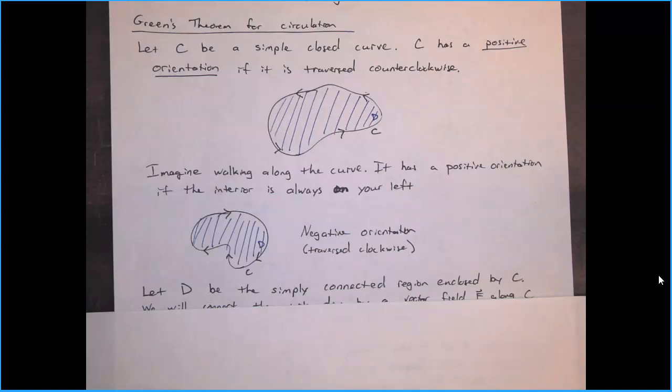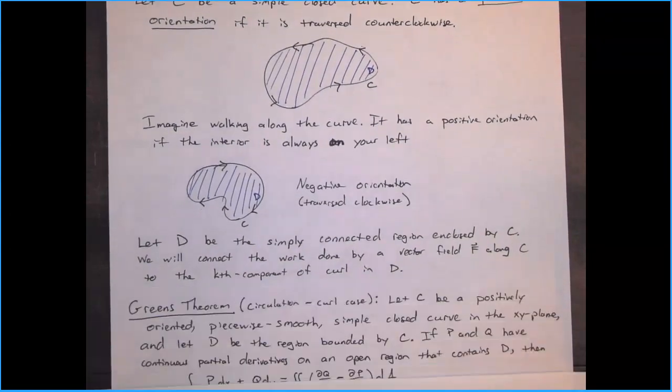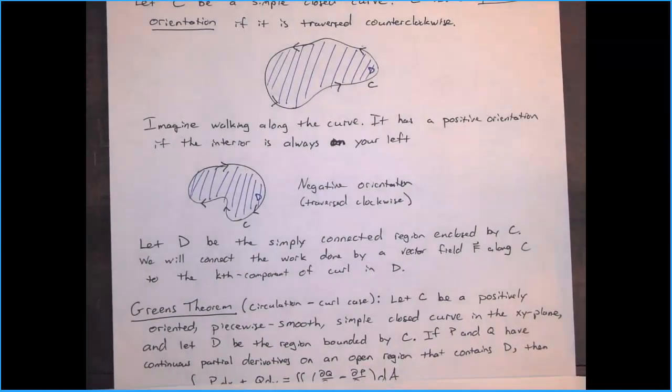Now remember, simply connected for two dimensions, which is what we're going to deal with in Green's theorem, just means that the region doesn't have any holes in it. And so if we just fill in the interior of a curve, that should be true if we have a simple closed curve. Okay, now this first form of Green's theorem says that the work done by a vector field along a curve is the same as the k-th component of curl inside of the region. And so here it is, Green's theorem, the circulation curl case.